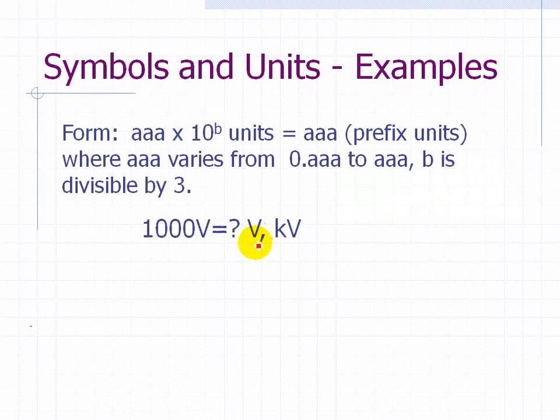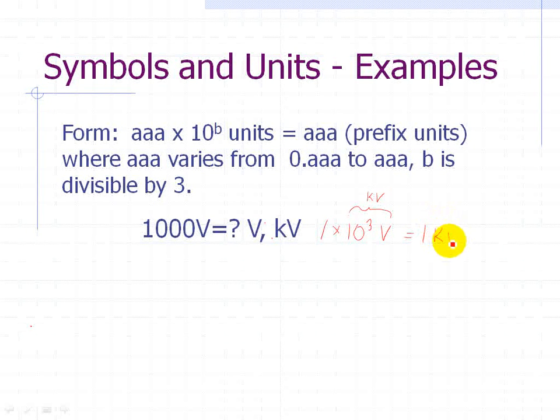So here we're given 1,000 volts. We want to express them in terms of A times 10 to the B units. In this case, our units are volts and kilovolts. So our first answer here would be 1 times 10 to the third volts. And here for kilovolts, since this expression is kilovolts, then what's left over is equal to 1 kilovolt. So that concludes this first example.